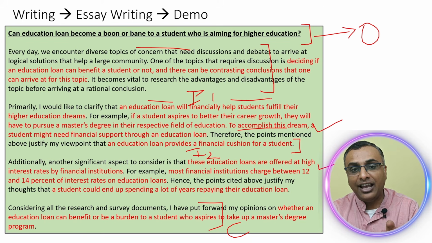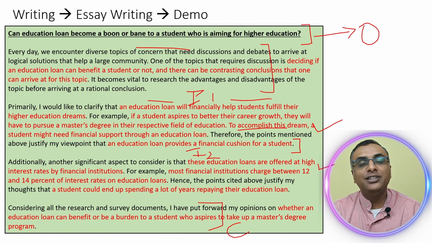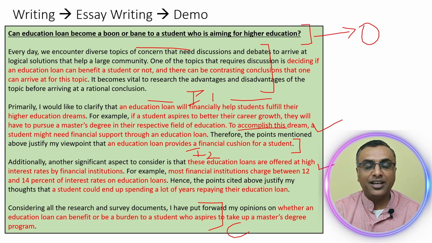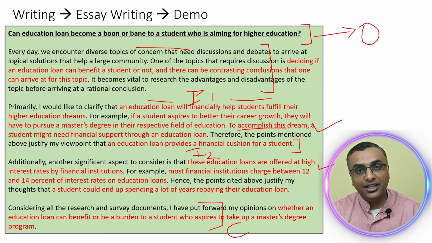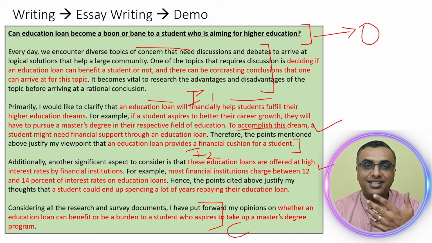And then in the end, I have written a conclusion for the same idea, telling that an education loan provides a cushion for a student. So this is how I have structured my second paragraph. Similarly, you have to structure your third paragraph as well by generating a second idea, giving an example, and then coming up with a conclusion for your second idea itself.